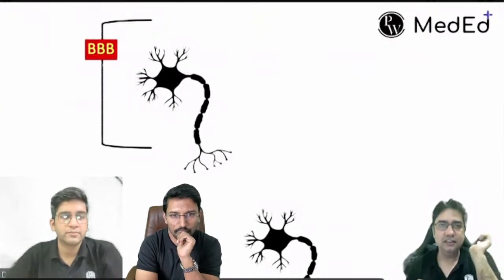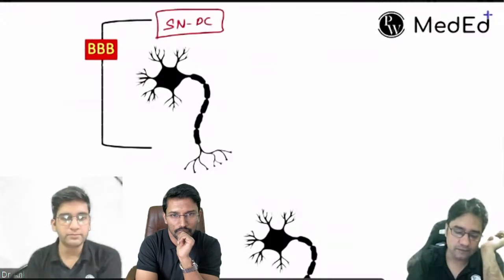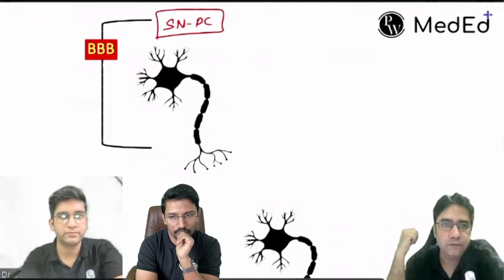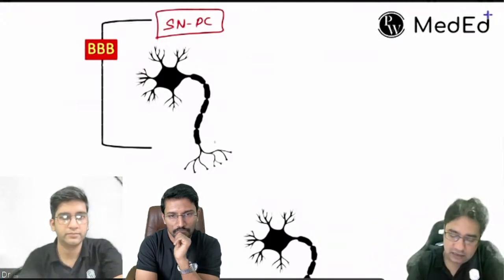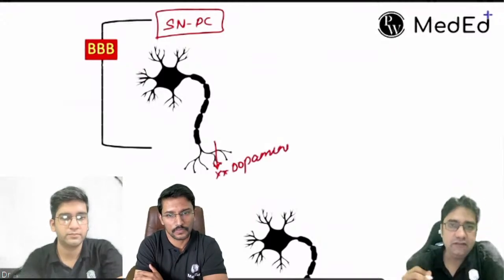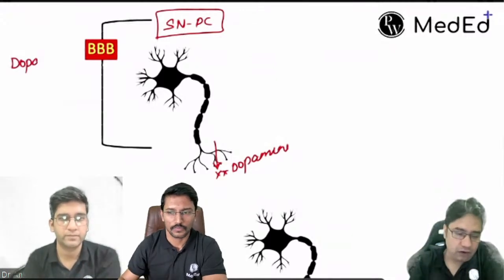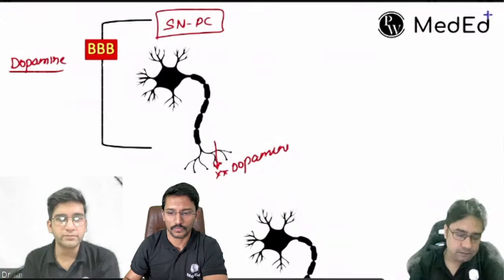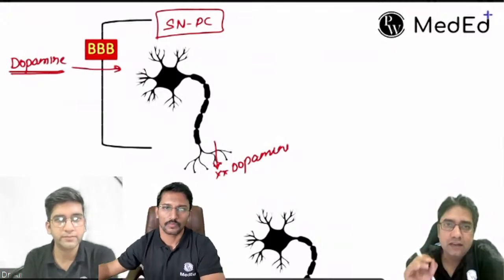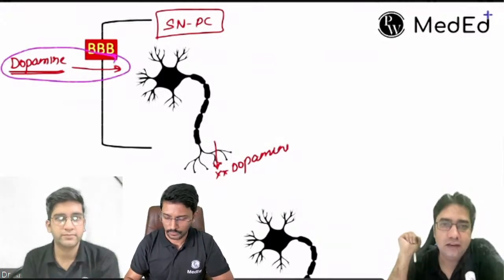So if we see, this is, let's say, substantia nigra pars compacta. Let's say from here the motor symptom starts, as the sir has explained to you. And this neuron has stopped producing dopamine. So there is a dopamine deficiency. So what we can do, can we give dopamine directly from outside? The answer is no. The reason is very simple. Dopamine cannot cross the blood-brain barrier.